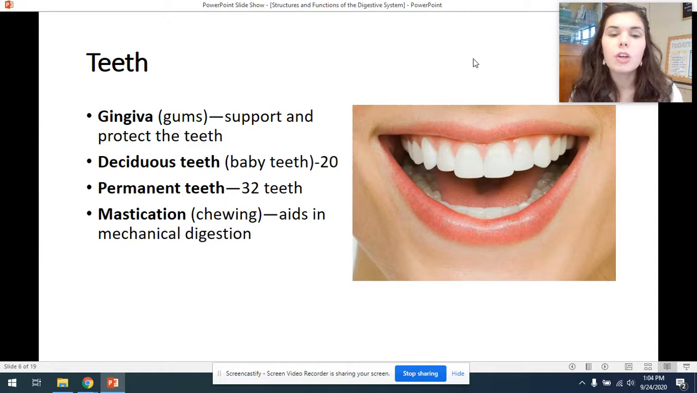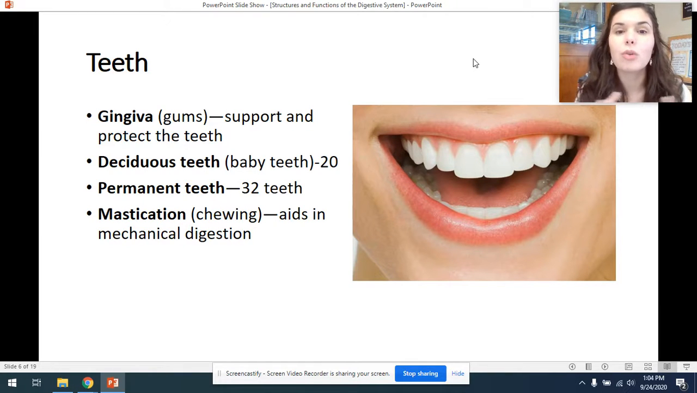Your gingiva are your gums that help support and protect the teeth, and then you have two different types of teeth, your baby teeth and your adult teeth. Deciduous teeth is the fancy name for your baby teeth, and you start off with 20 of those, which eventually fall out and are replaced by your permanent adult teeth, which you have 32 of. The word mastication means chewing, and this is what aids in mechanical digestion. And together, the saliva and the food particles mix to form something called a bolus, which is what you end up swallowing.